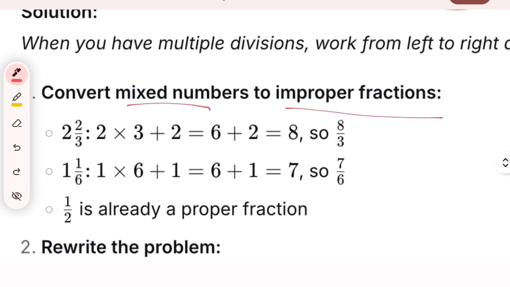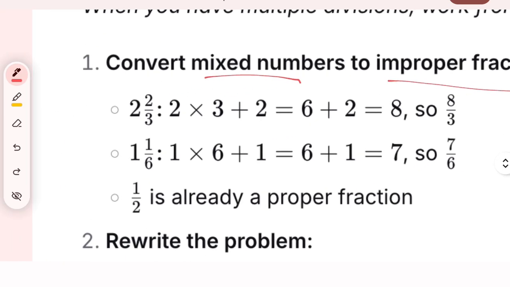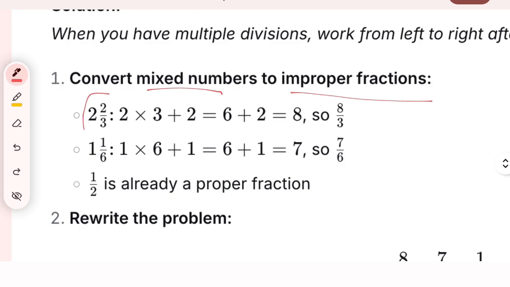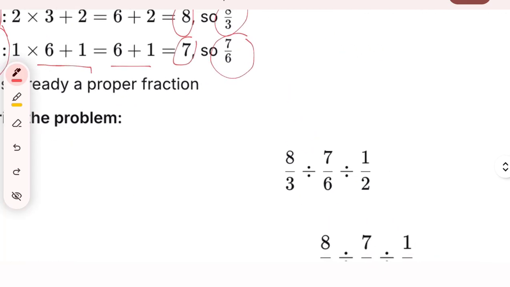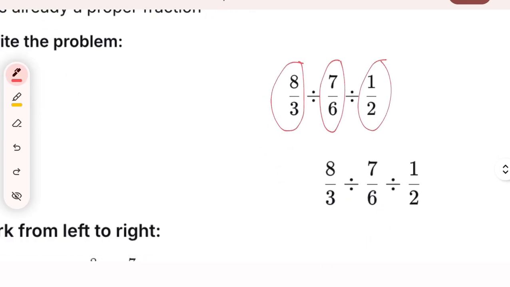So we will now convert the other 2 mixed numbers. What about 2 and 2/3? How will we convert it? We multiply 2 and 3, that's 6, plus 2 is 8, right? So it would be 8/3. What about 1 and 1/6? It would be 1 times 6 plus 1, and that would be 7, so 7/6. So we now have these fractions: 8/3 divided by 7/6, and the last fraction, which is 1/2.